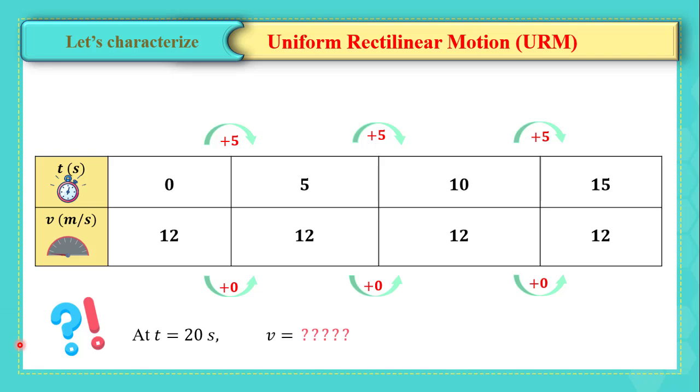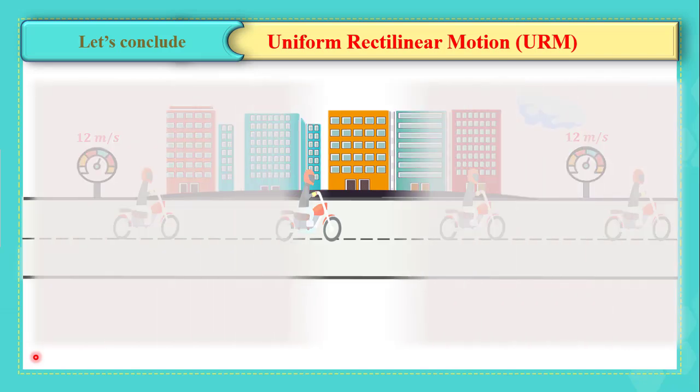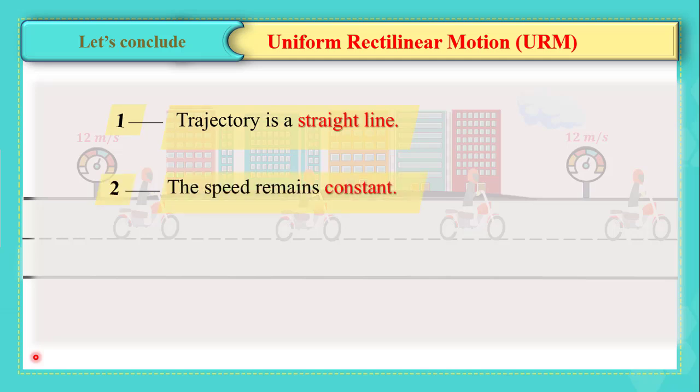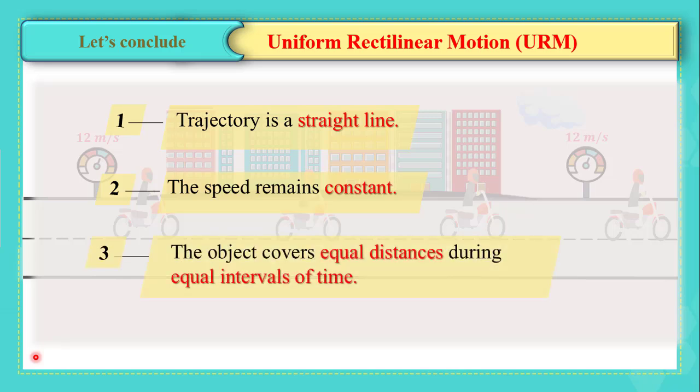Note that if you are asked about the instantaneous speed at any instant during the uniform phase, for example, at 20 seconds, where the driver is still moving with a constant speed, then the answer will be simply 12 meters per second. Then, in a uniform rectilinear motion, the trajectory is a straight line, and that's why we call it rectilinear motion. The speed remains constant, and the object covers equal distances during equal intervals of time.